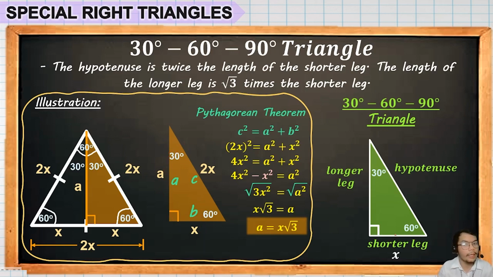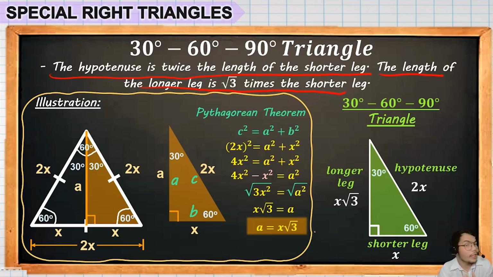And we can already identify the measurement of the hypotenuse out of that shorter leg because the hypotenuse is twice the length of the shorter leg. Kung mapapansin nyo sa ginawa nating derivation kanina, we'll get the measurement of the hypotenuse as 2x. And how do we get the measurement of the longer leg, which is the one opposite your 60 degrees? We can just multiply the measurement of the shorter leg by square root of 3, because the length of the longer leg is square root of 3 times the shorter leg.